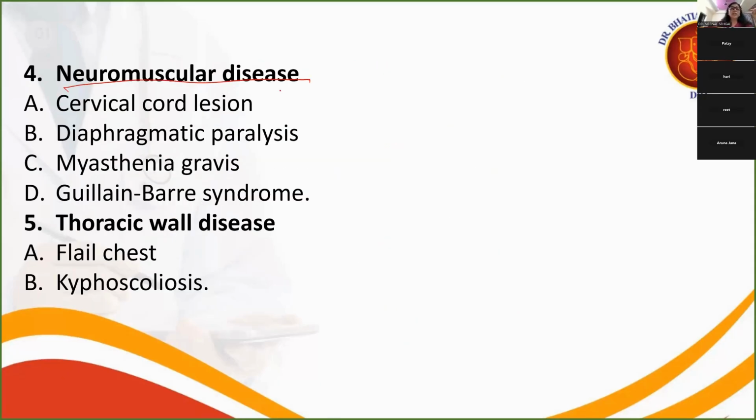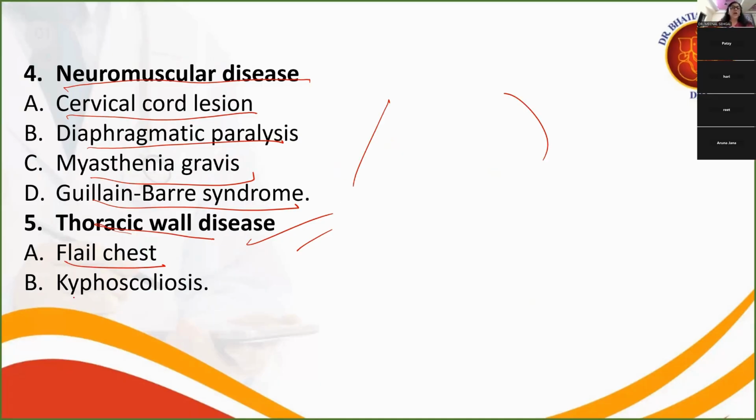Then there are neuromuscular diseases where the respiratory muscles fail to breathe: cervical cord lesion, diaphragmatic paralysis, myasthenia gravis, GBS, or a thoracic wall defect where the lungs are normal but there are extrapulmonary defects like the flail chest when the muscle defects are happening, or kyphoscoliosis because of the bend in the spinal cord, in the vertebral column.